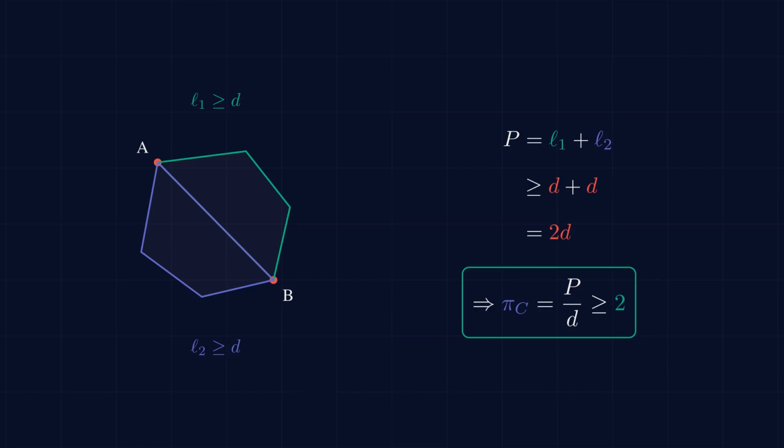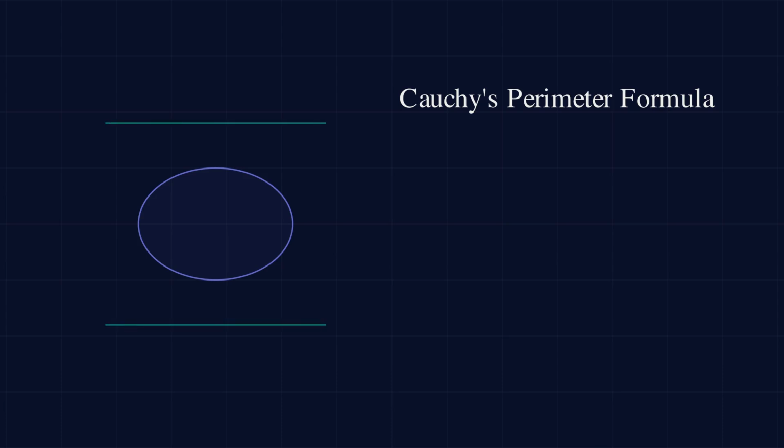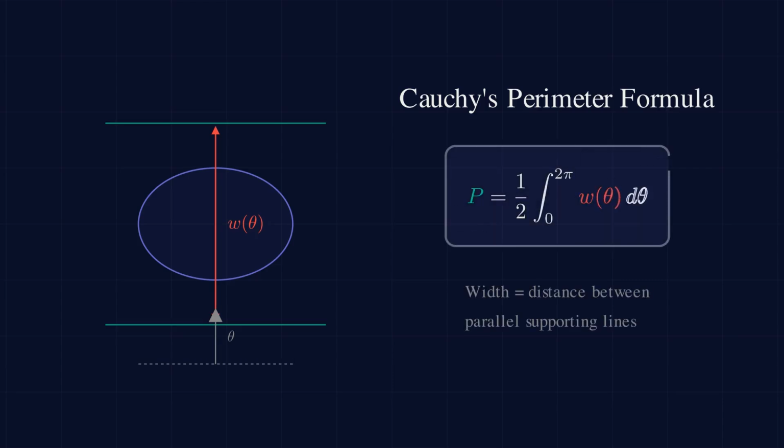The upper bound is deeper. It uses a beautiful result called Cauchy's perimeter formula. For any convex shape, imagine shining parallel light from every direction theta. The shadow, or width, W of theta, is the distance between 2 parallel supporting lines. Cauchy showed that the perimeter equals 1/2 the integral of W of theta from 0 to 2 pi.